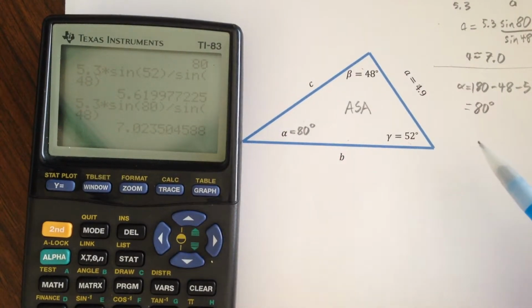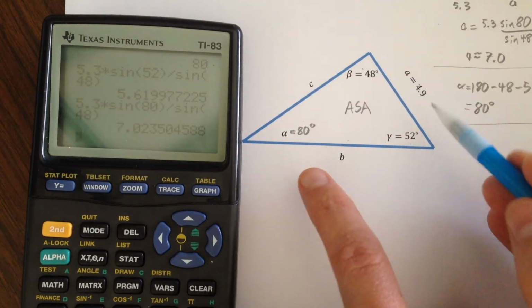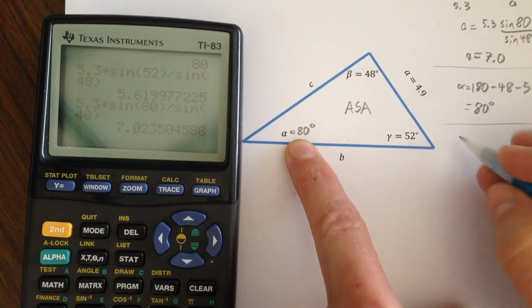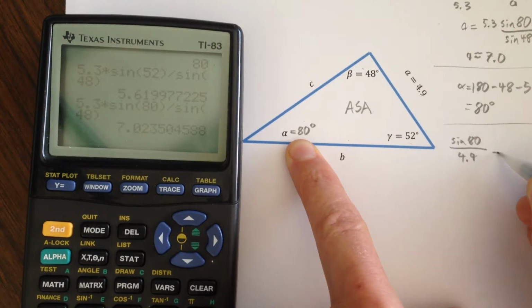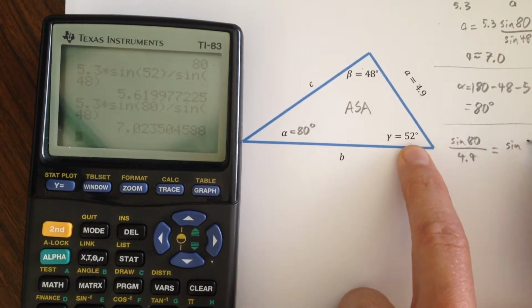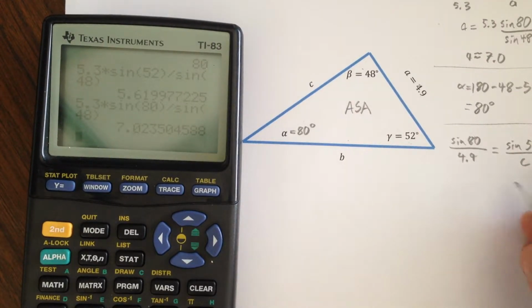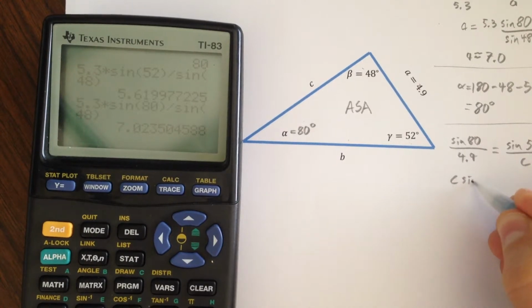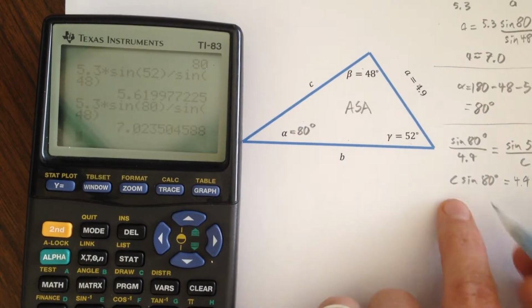But of course, here's where the similarities end, because this side length is something I didn't have in the last problem. So what are we going to do now? I'm going to take an angle side pair that I know. So sine of 80 over 4.9 equals sine of 52 over C. Now I'm going to cross multiply so that I get C sine 80. Getting a little sloppy about leaving off my degree signs. That comes with the territory, I'm afraid. Equals 4.9 sine 52 degrees.